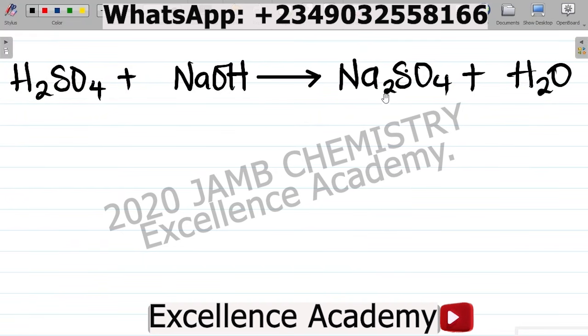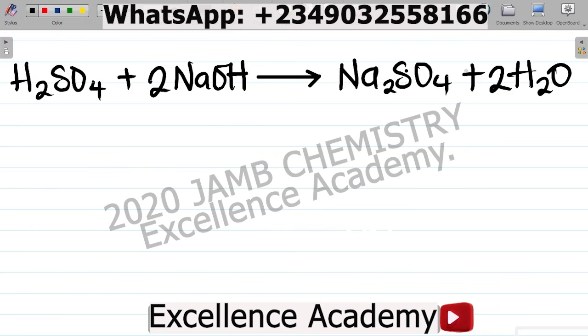Sodium, you can see two sodium here. Right. You have just one sodium here. So I'll put 2 here. All right, so that balances the sodium, but you now have 2 and 2 hydrogen. Okay, so let's put 2 here. Let's see what we have here. All right, at this point, the equation is balanced.